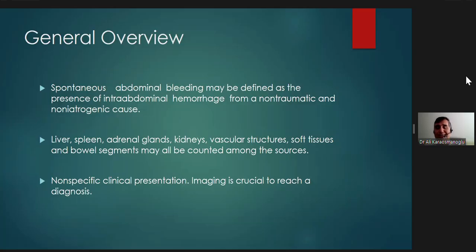So the clinical presentation is mostly non-specific. Patients present with abdominal pain. The pain can be vague or severe. It's highly variable, and it's not really dependent on the size of the hemorrhage either. So imaging is crucial, because all sorts of intra-abdominal pathologies, including diverticulitis, appendicitis, and mesenteric ischemia, may all mimic the clinical presentation of intra-abdominal hemorrhages.